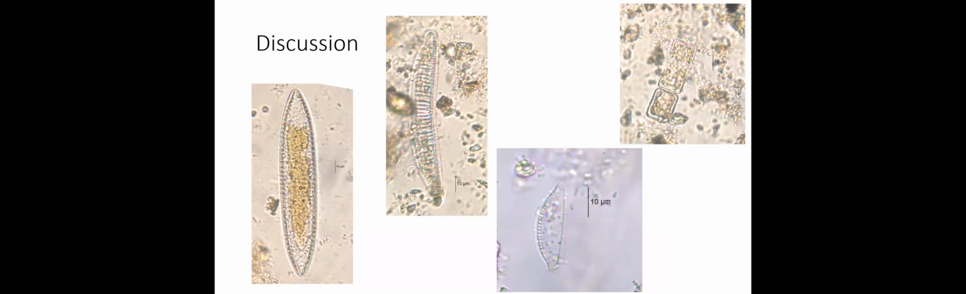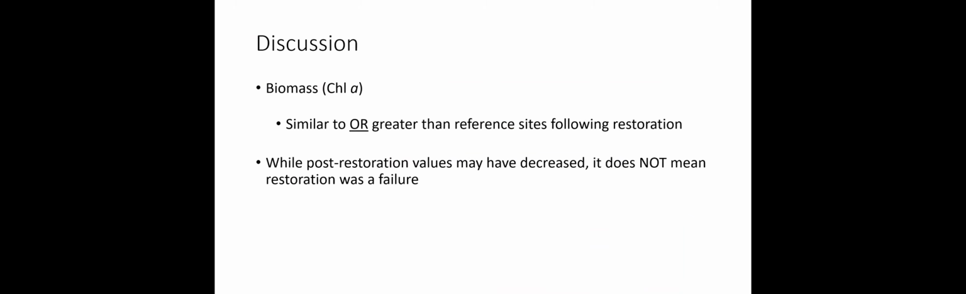With all of that, I would like to move on to a brief discussion. Biomass as measured by chlorophyll A did show similar results between SOND and GRAB data. The restored wetlands were characterized by having similar or even greater chlorophyll A than the reference sites following restoration. Even though pre-restoration data at some sites revealed high concentrations of chlorophyll A relative to post-restoration observations, it does not suggest that restoring sites to tidal action was a failure.